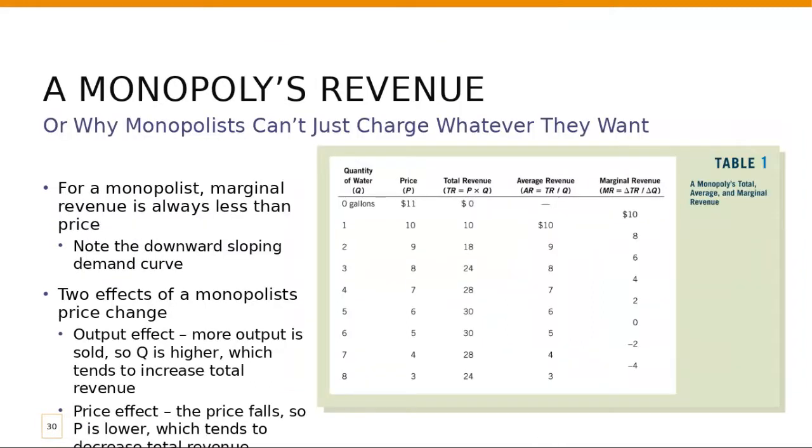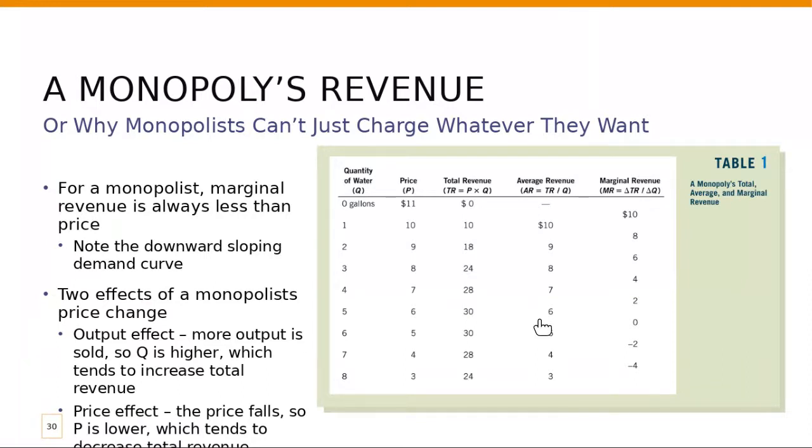To give you an example, let's consider how a firm decides their profit maximizing point. Monopolists can't just charge whatever they want. For monopolists, marginal revenue is always less than the price, and the reason is the downward sloping demand curve. There are two effects that ultimately determine a monopolist's price change. The first is the output effect: more output is sold, so quantity is higher, which tends to increase total revenue. In contrast, it goes against the price effect: as the price falls, so price is lower, which tends to decrease total revenue.